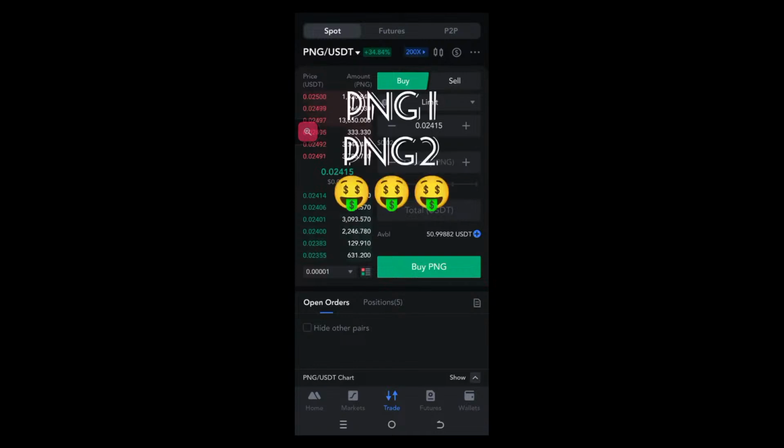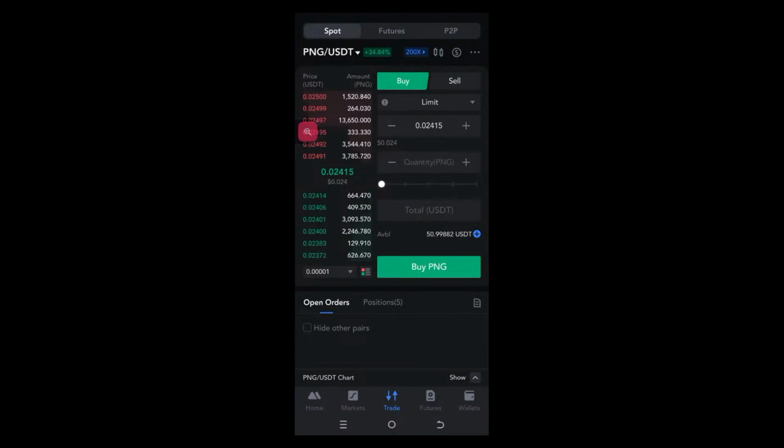PNG1, PNG2. Now remember that in PNG1, we got 55 cents. We were just trying to be conservative and just get out of the trade. And now we did the second one, and of course, this is awesome. This is beautiful, right? We were able to get almost 2% on this trade. That's like 1.98%. Beautiful. Wow.